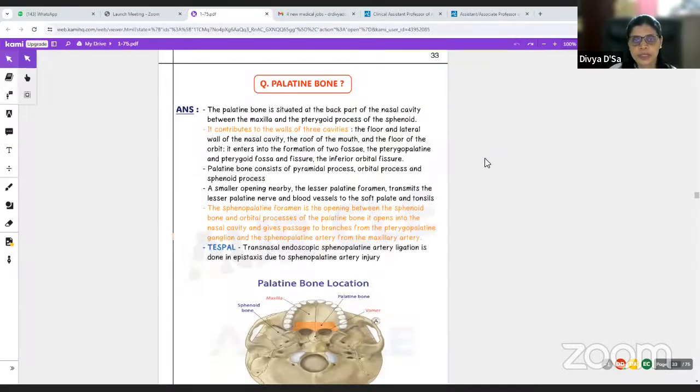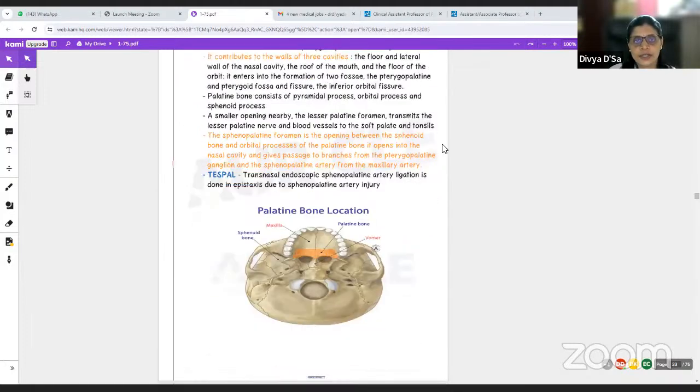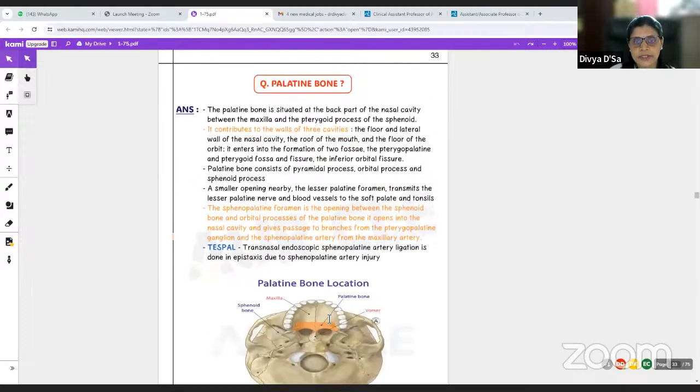So the first topic being palatine bone. Here you can see the palatine bone, this one, which is colored orange. It is situated at the back, that is posteriorly, in the back of the nasal cavity between the maxilla and the pterygoid process. So these are the pterygoid processes. This is the maxilla. This is the palatine process of maxilla. So between that and the pterygoid process, here we have the palatine bone.